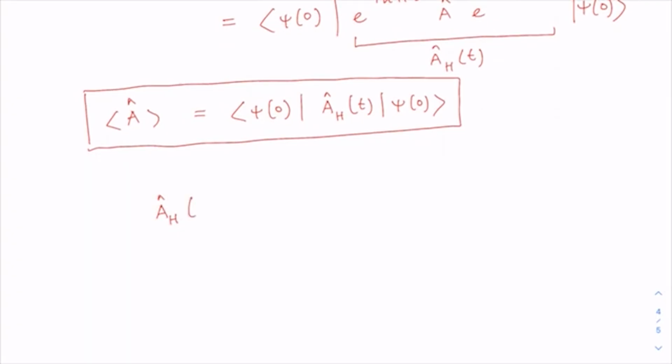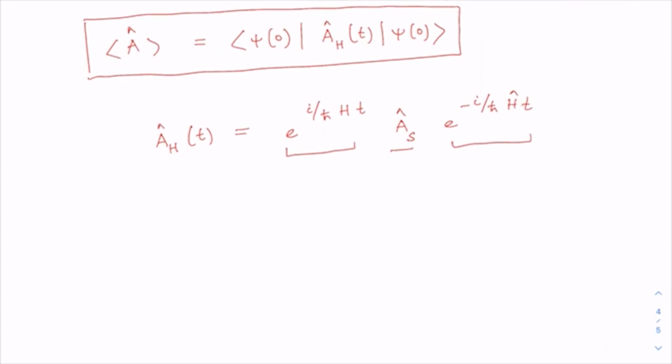Now let me use this Heisenberg operator, or the time dependent operator, and let me show you how to derive the Heisenberg equation. So let me first write the operator. This is my Schrodinger operator A_S, which is time independent, and the time dependency is included here. Now if I take the time derivative on both sides, it's very simple and straightforward, but let me show you how to do it.